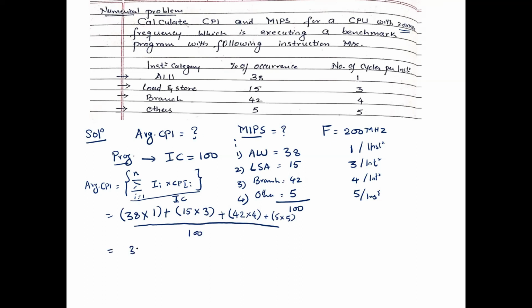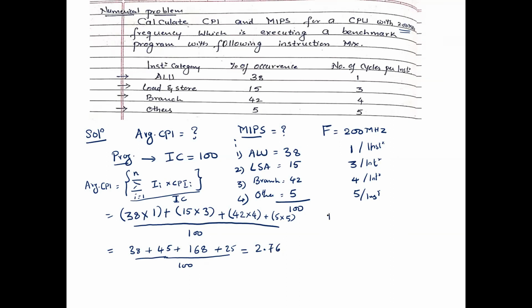Now simplify. 38 plus 15 into 3, how much is it? 45. This becomes 168 plus 25, whole divided by 100. Right? Okay, so how much does it turn out to be? Can somebody tell me the answer? 276. 2.76. So 2.76 will be the average cycles per instruction.